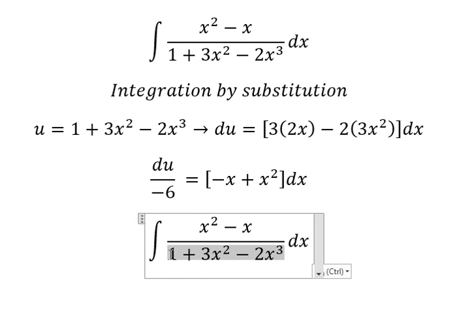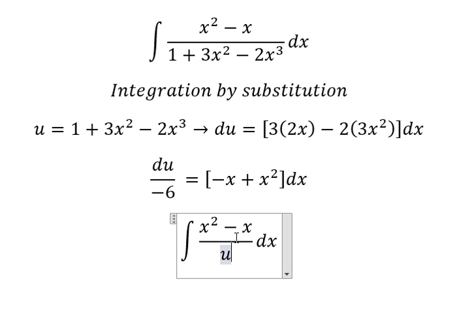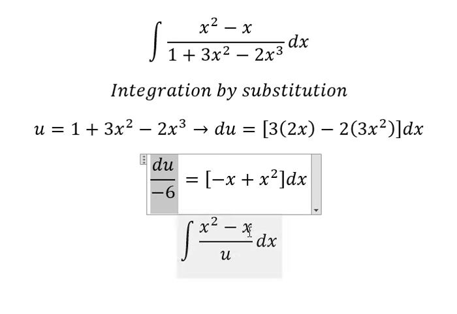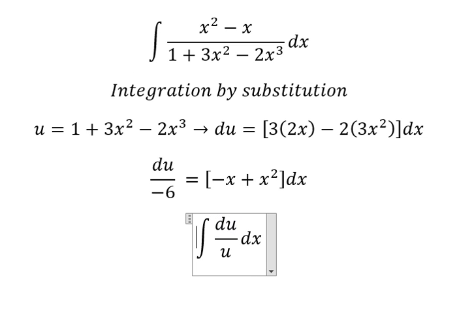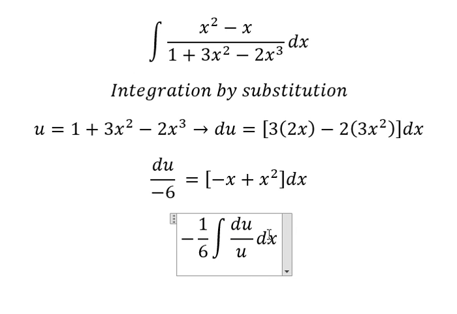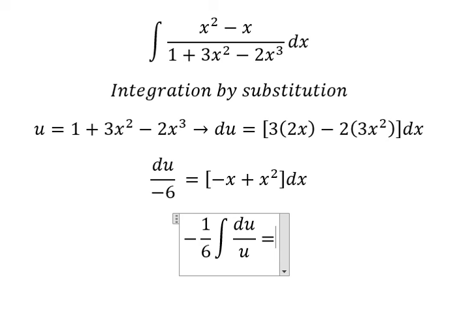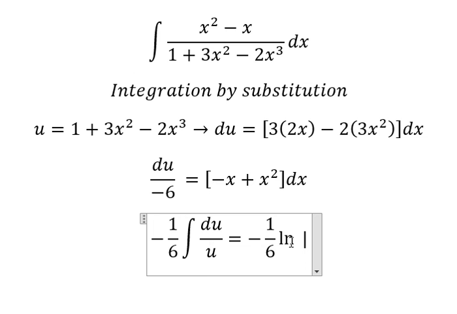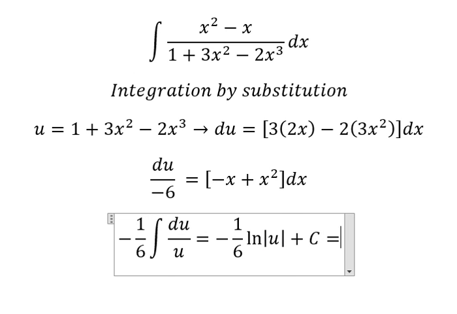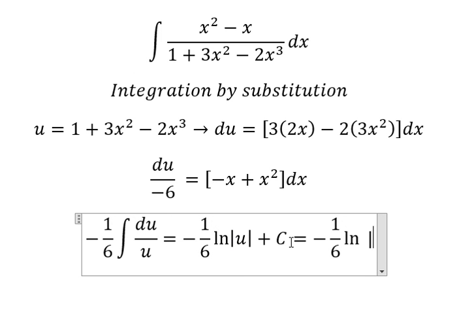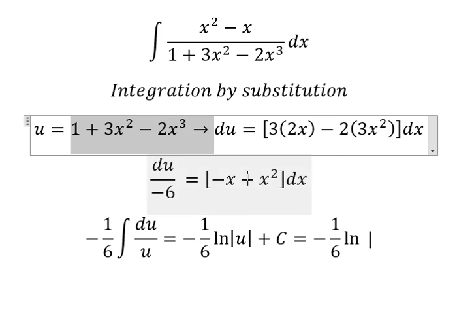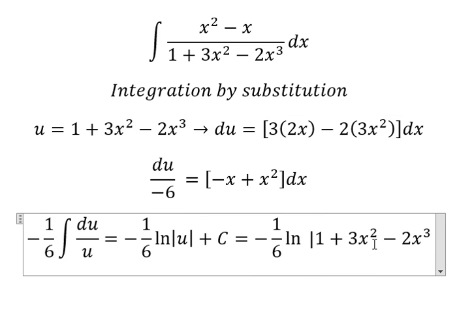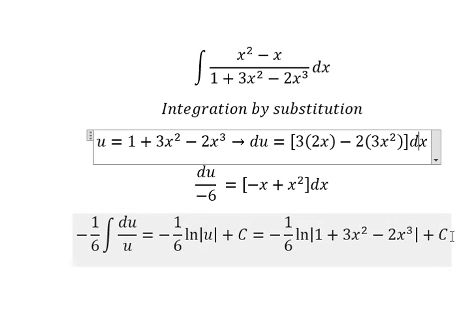So this one we change by u. S squared minus s, ds we change by du over negative number 6. The integration of this one, we have ln of the absolute value of u, and we put c. About u, that is this one. And this is the final answer.